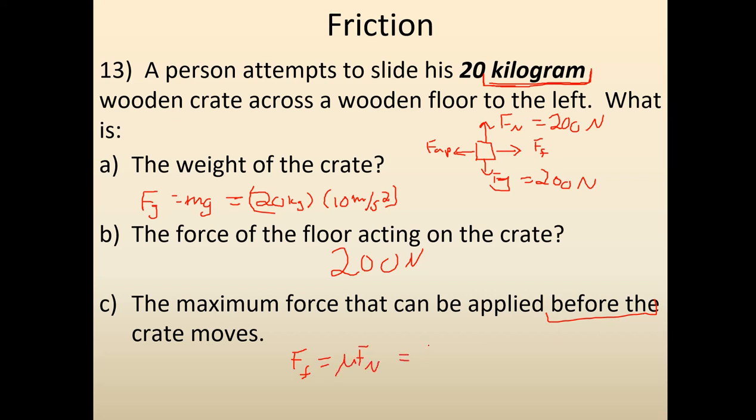I'm going to look on the material list to find the static wood on wood. Static wood on wood is 0.42, and my normal force is 200. So when I plug that in, I end up getting 84 newtons. So the maximum force that can be applied on this crate is 84 newtons. Any higher, this object will start to move.